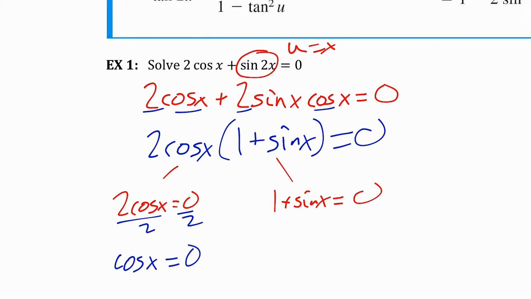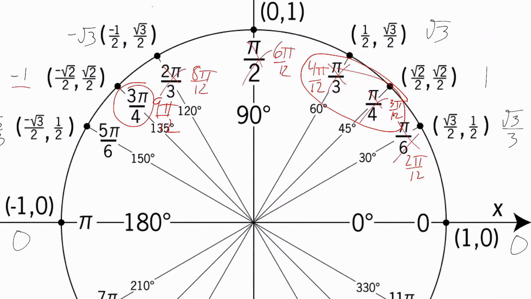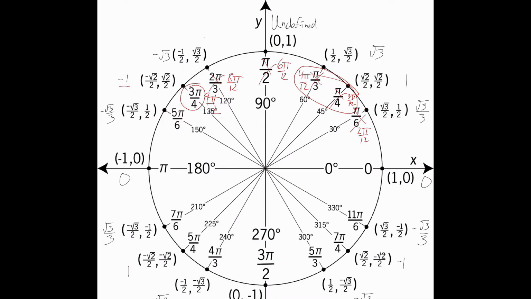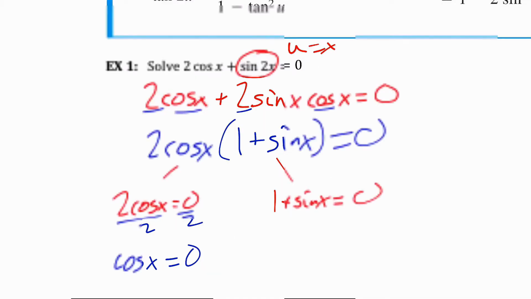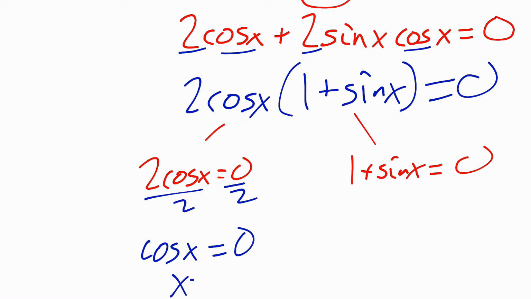And then we go to our unit circle, and we figure out where the cosine is equal to 0. Sorry, I've got a lot of notes here from previous things. Let me delete that. The cosine on our unit circle is the x value. So from here, we can say our x is either pi over 2 or 3 pi over 2, because that's where cosine is equal to 0. So we got two answers right there.